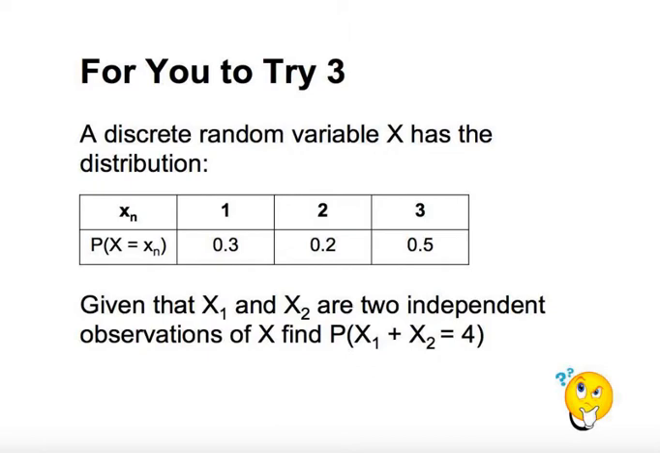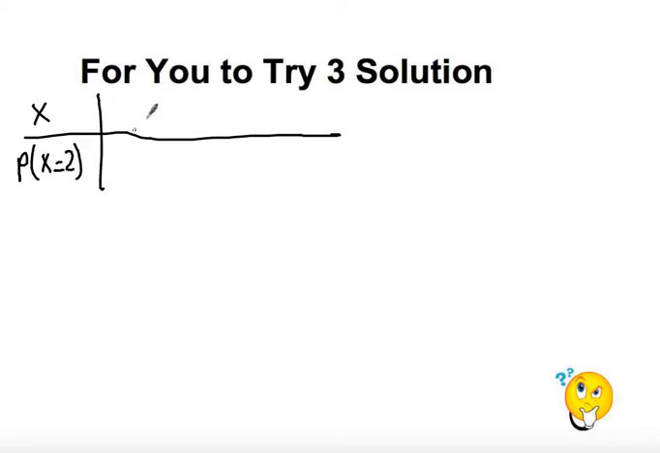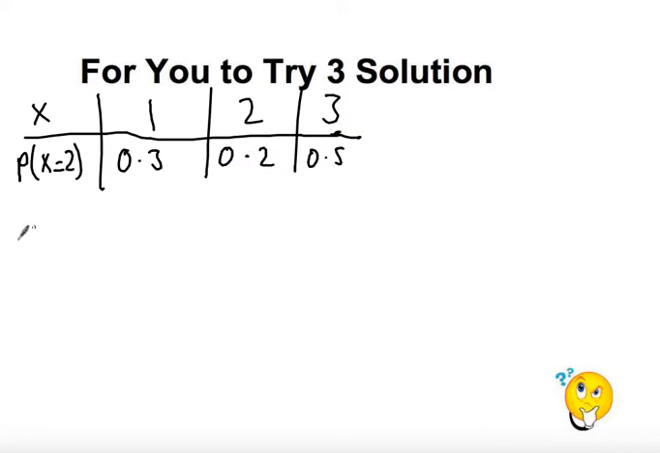Okay, so let's have a look at the solution. In this solution, we're trying to find the probability that x1 plus x2 equals 4. So let's just quickly remind ourselves of what that distribution was. So we could have 1, 2, or 3, and the probabilities were 0.3, 0.2, and 0.5. So what are the ways probability x1 plus x2 can be equal to 4?